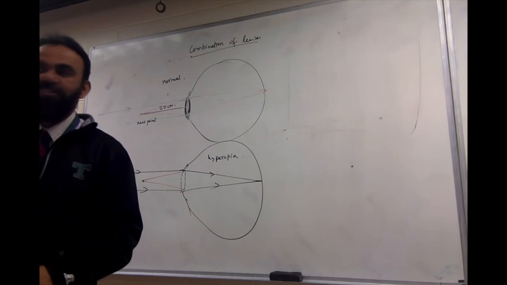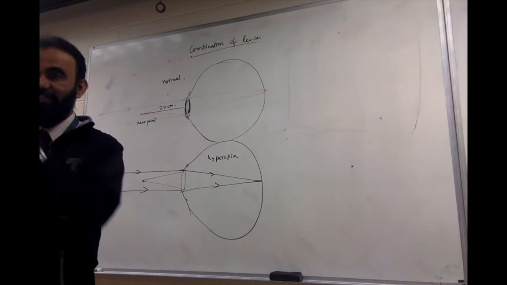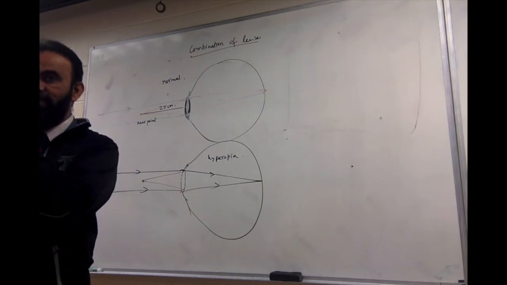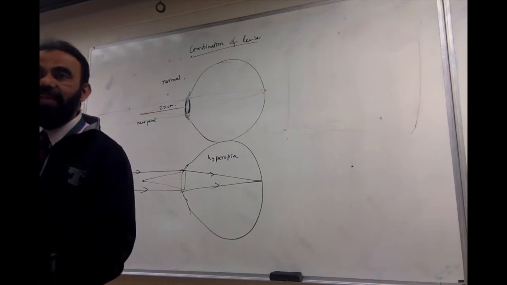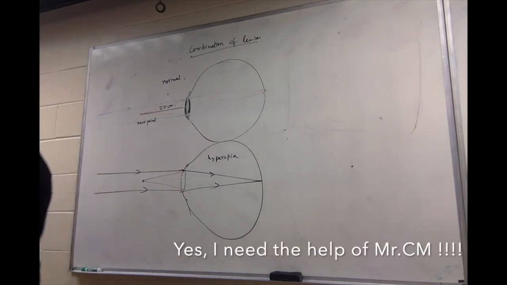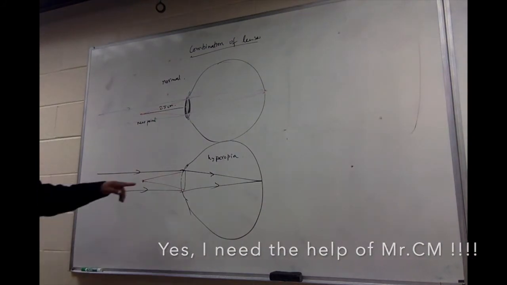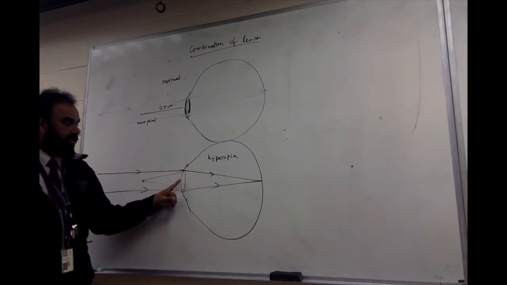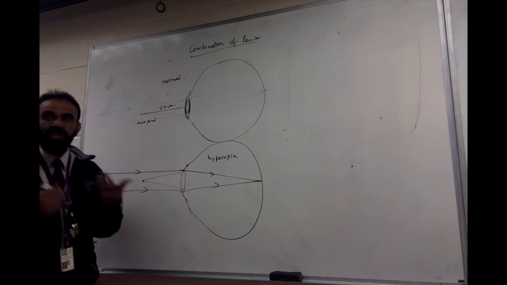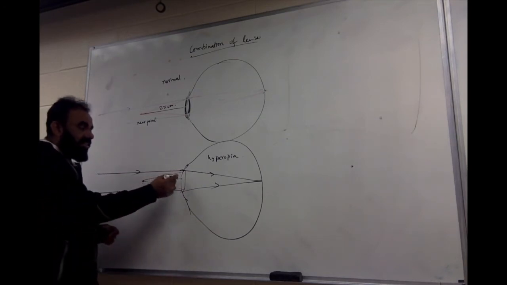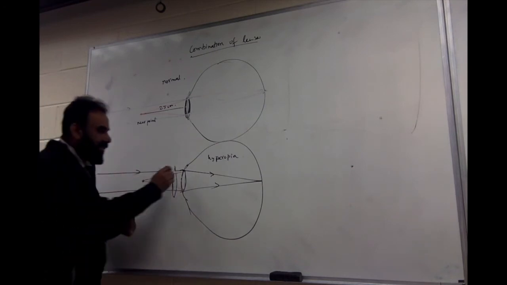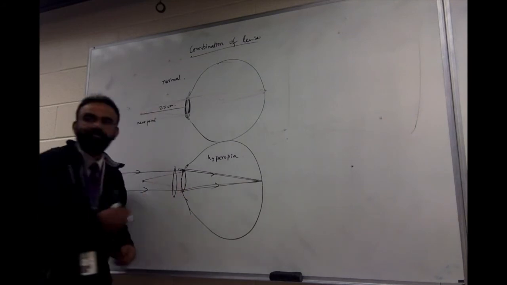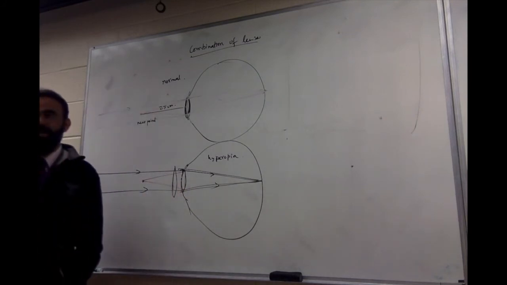And my eye is not able to do it. It is trying to do this, but it's not fully done. It still stays like that. So I need the help of an additional lens. My lens is not doing its function properly, so I need an additional lens to bring it together here. You understand that? So that's why I need a convex lens.